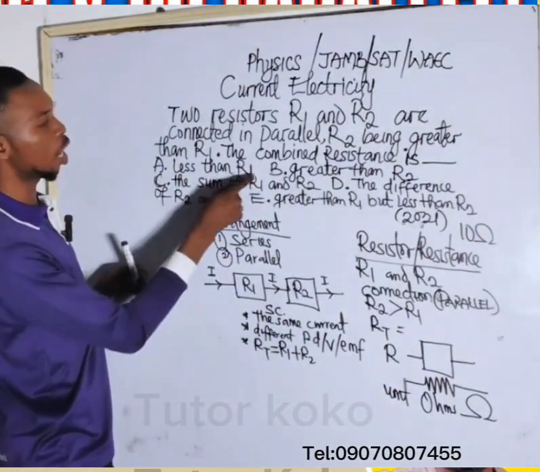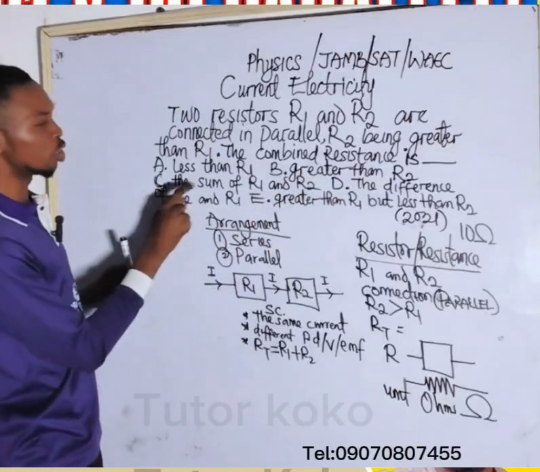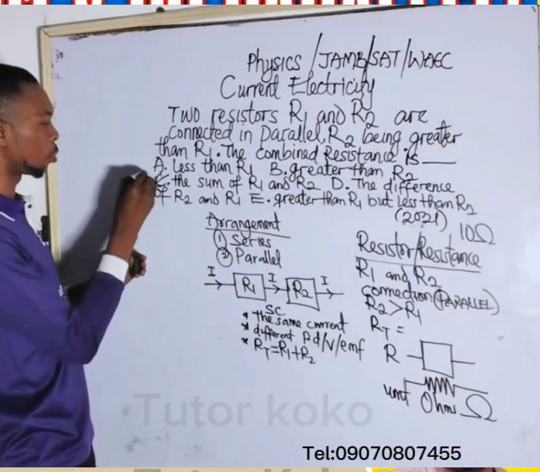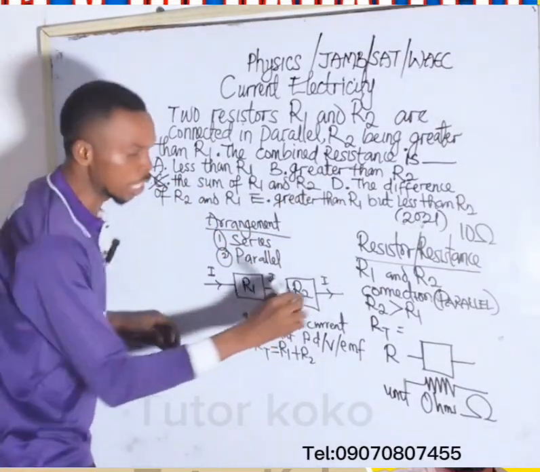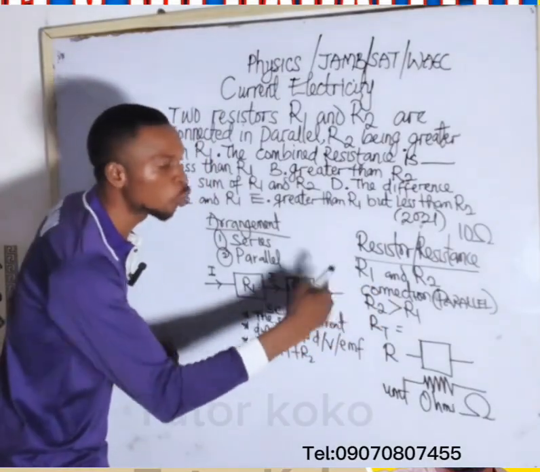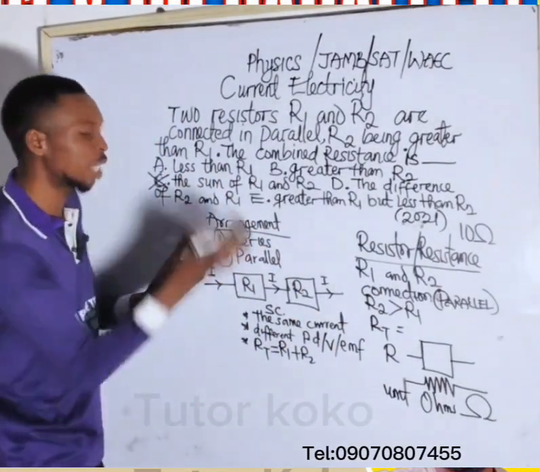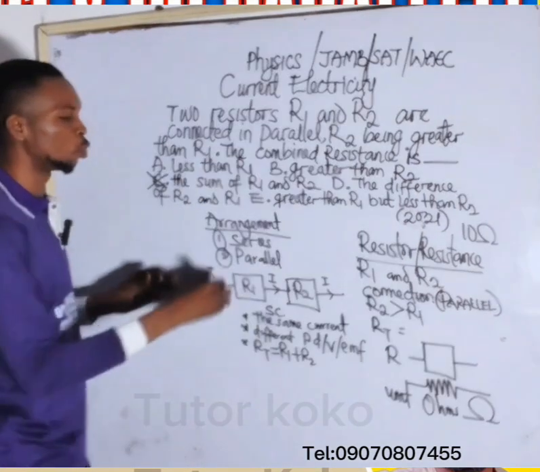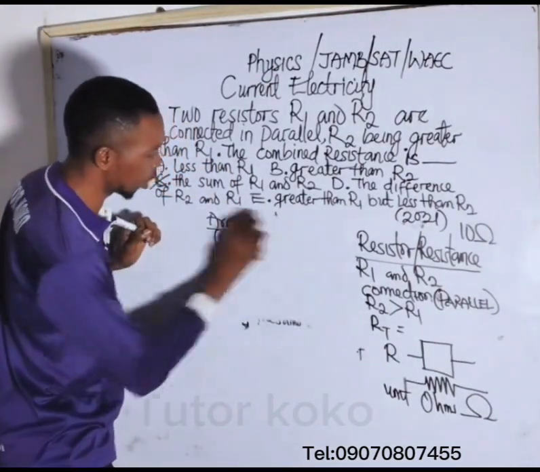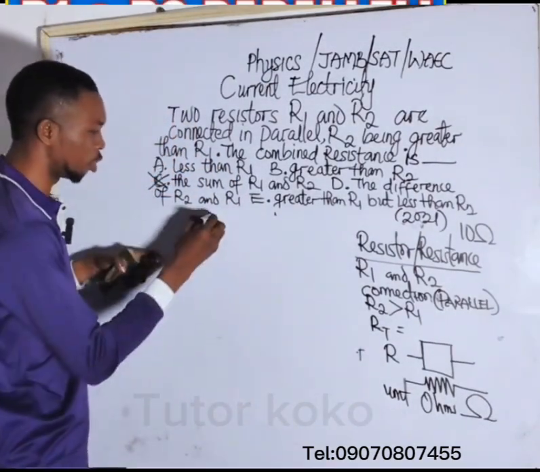So we say less than R1, greater than R2, the sum of R1 and R2. So option C is wrong. In parallel connection, the combined resistance is not the addition of the individual resistors. That is for series connection. Now let's move on to parallel connection. Let's explain parallel connection, and that's the deal of the day.